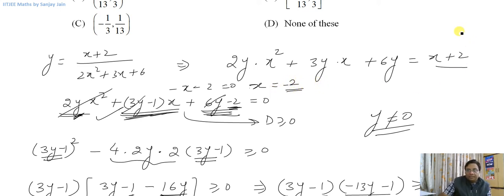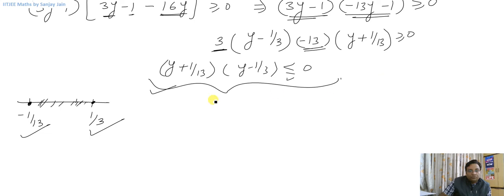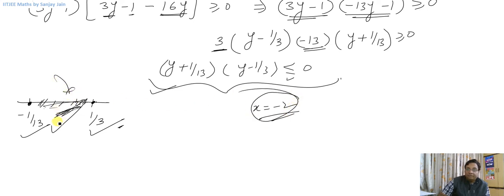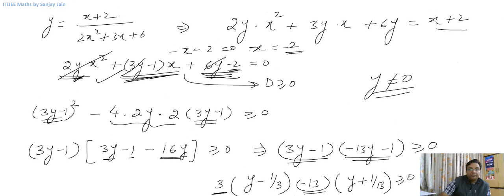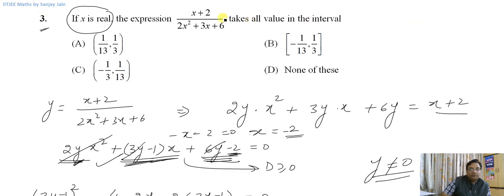But we know that −2 also lies between these two values. Wait, right, x equal to −2 is also real, and y equal to 0 has already been covered in this range, so it is a perfect solution. So −1/13 is going to be the minimum value, 1/3 is going to be the maximum value of this rational expression here. So option B is the correct option, right? Let us move to the next one.